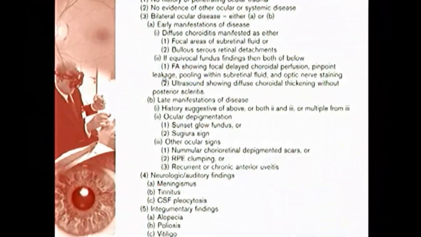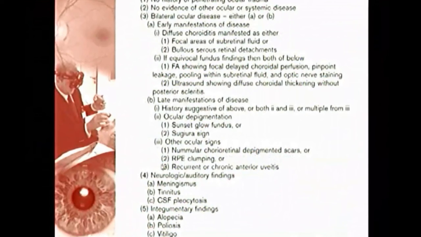Also, if equivocal fundus findings, then both of the below: fluorescein angiography showing focal delayed choroidal perfusion, pinpoint leakage, pooling within the subretinal fluid, and optic nerve staining; and second, ultrasound showing diffuse choroidal thickening without posterior scleritis. Late manifestation of disease, we have history suggestive of the above two, ocular depigmentation, either sunset glow fundus or Sugiura sign, which is perilimbal vitiligo. And we have other ocular signs such as nummular chorioretinal depigmented scars or RPE clumping, recurrent or chronic anterior uveitis.